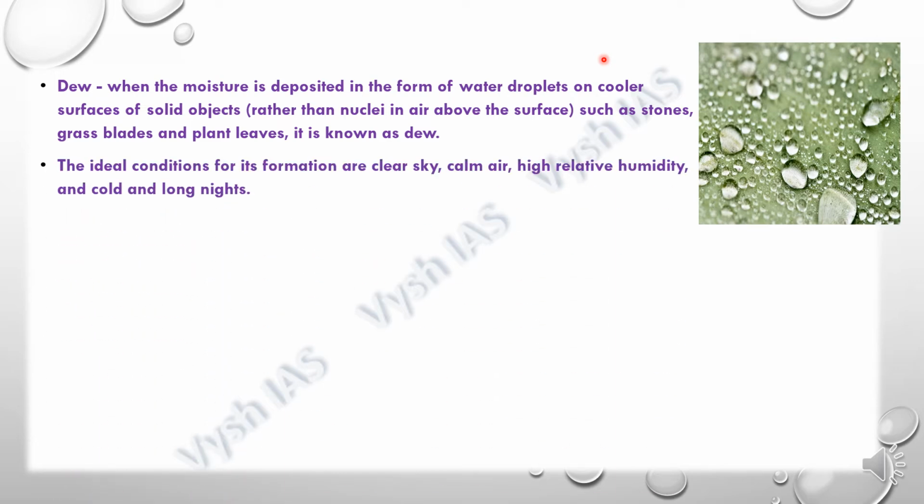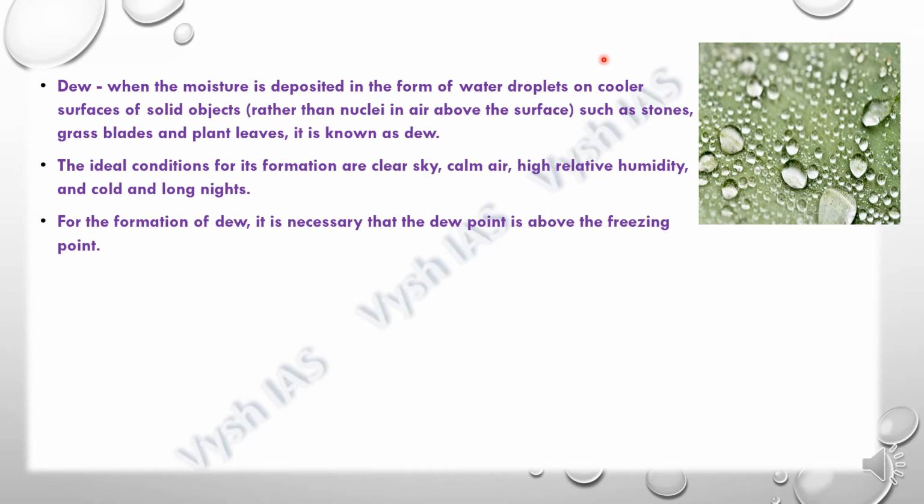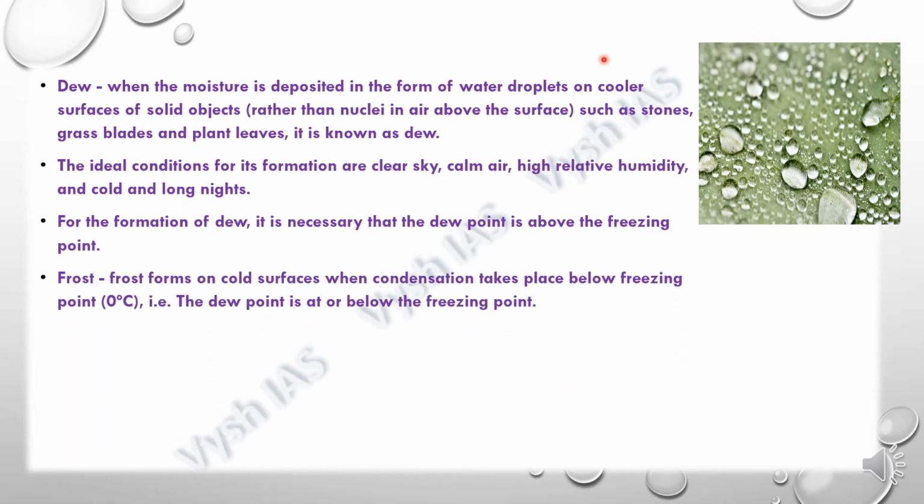So the ideal conditions for its formation are clear sky, calm air, high relative humidity and cold and long nights. For the formation of dew, it is necessary that the dew point is above freezing point, as we read earlier in the previous slide. Then we have frost.